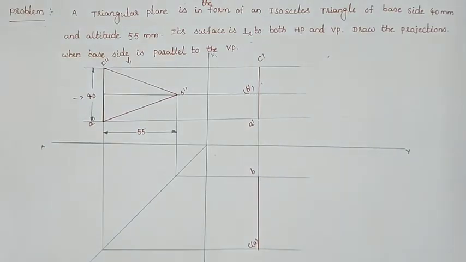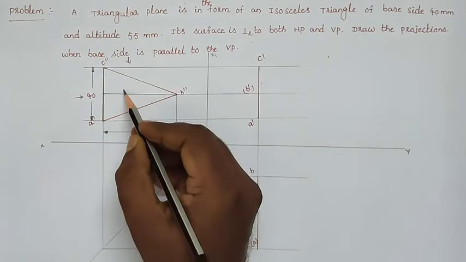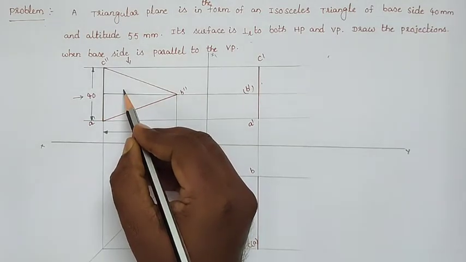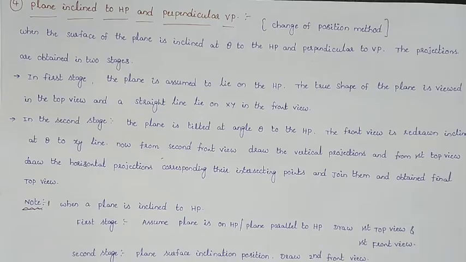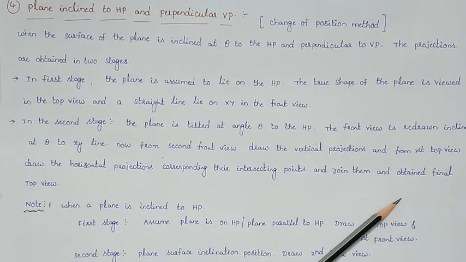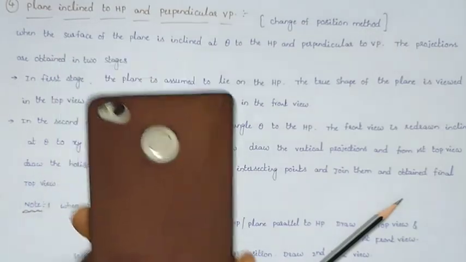When a plane surface is parallel to the profile plane, first we will give preference to drawing the side view. After drawing the side view, by projecting it, we draw the front view and top view. Another important position is the plane inclined to the HP and perpendicular to the VP. So I am giving the example for this one, the plane surface.